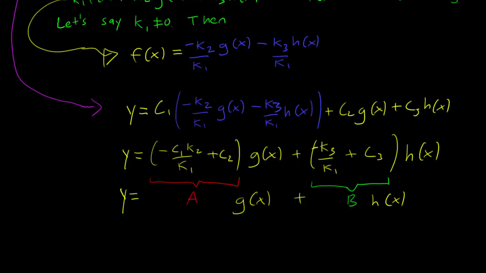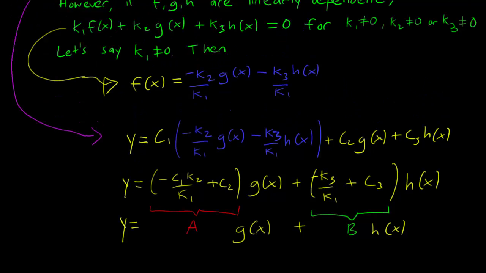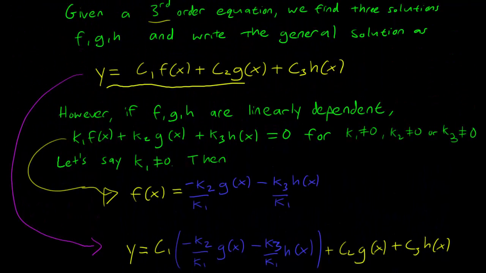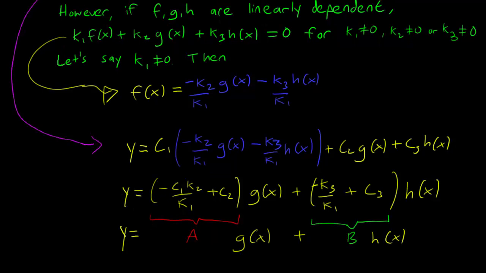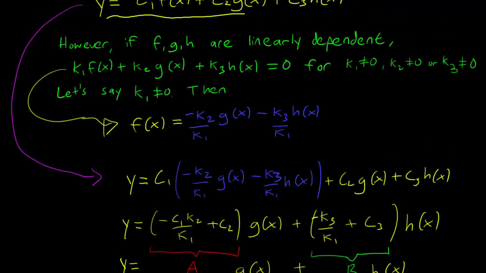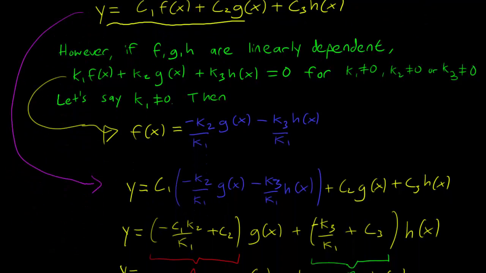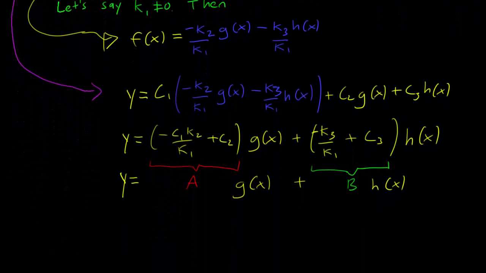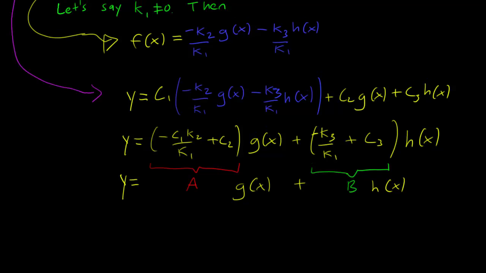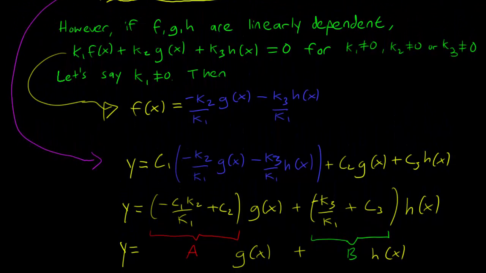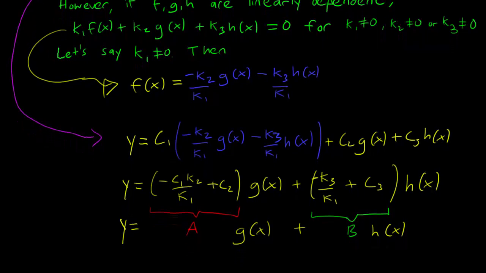Now, this is problematic because, as you may recall, this was supposedly a general solution for a third-order differential equation. And third-order differential equations typically have three constants in their general solution. But we have somehow rewritten this general solution to have two constants. And that is why linear dependence is bad, because it gave us a fake general solution. If f, g, and h were linearly independent instead, it would not have been possible to reduce the constants in this way. And that's why we care about the linear independence of our solutions.